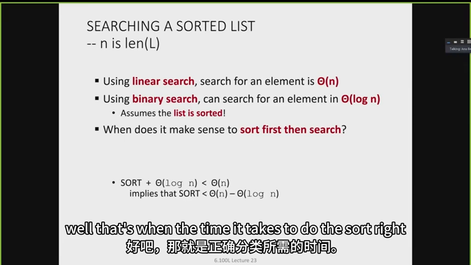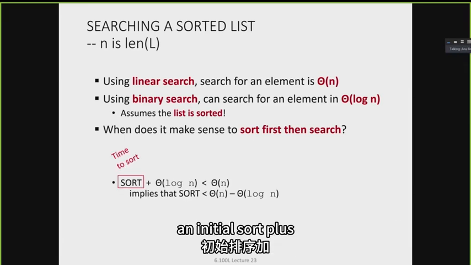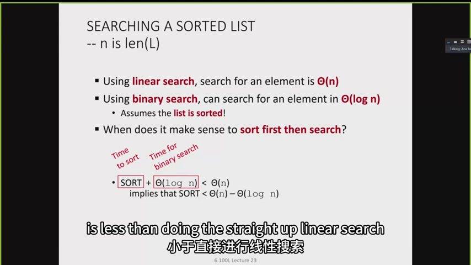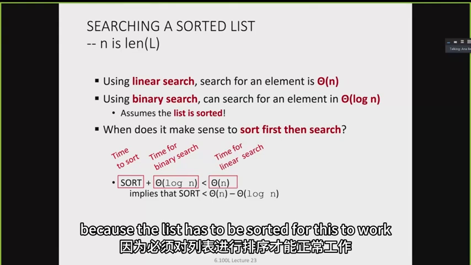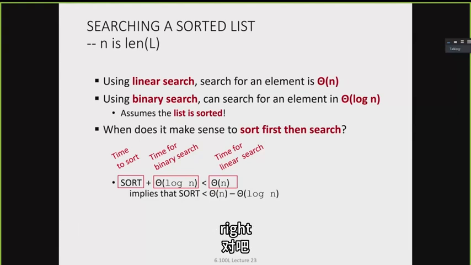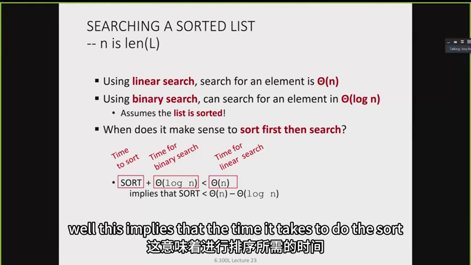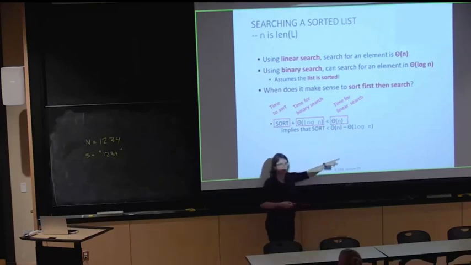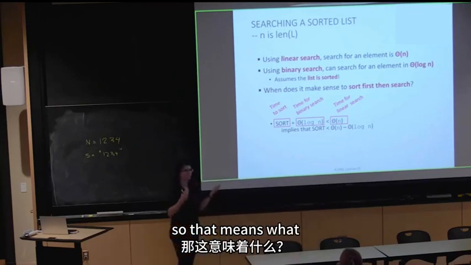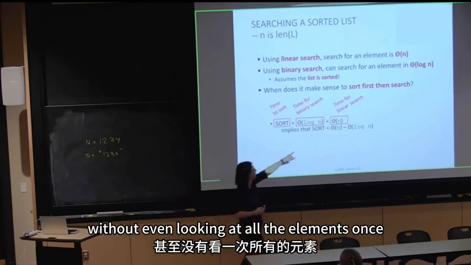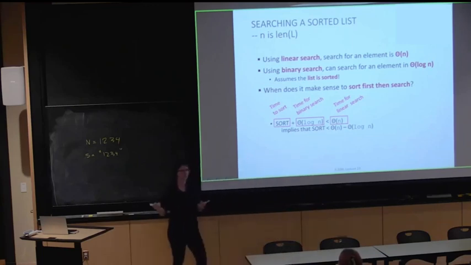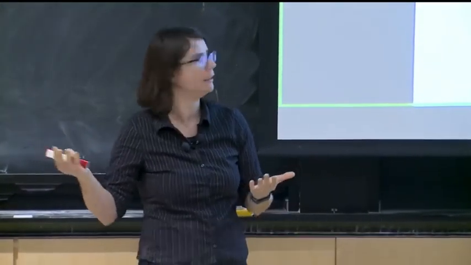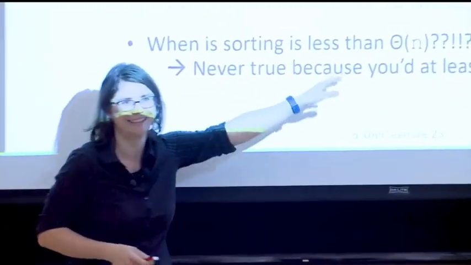Well, that's when the time it takes to do the sort, right, an initial sort, plus the complexity to do binary search is less than doing the straight up linear search, right? Because the list has to be sorted for this to work. Well, when is that true? Well, this implies that the time it takes to do the sort is less than theta of n. So that means what? Can you sort a list without even looking at all the elements once? No, right? You have to look at all the elements once to even say that, hey, this list is already sorted. So this is actually never true, right?